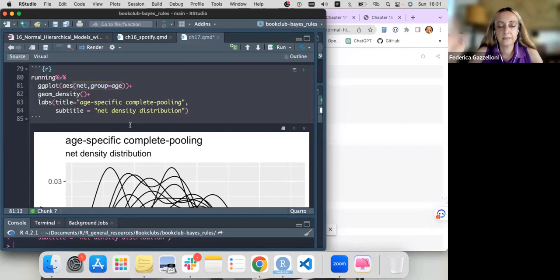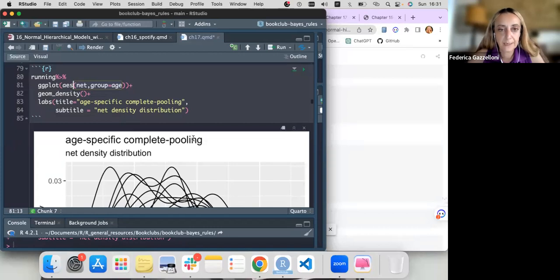As we did for Spotify, partial pooling was that we had the popularity by artist, but we didn't consider the rest, so basically it's between the two. Okay.